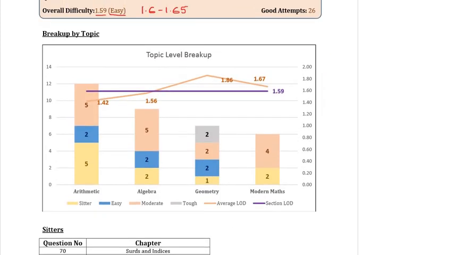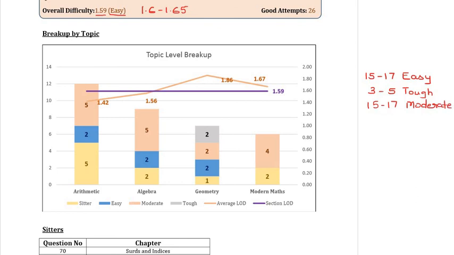Before we go into this topic level breakup here, first let's just consider the actual breakup of easy, medium, tough questions in Quant, which is more or less well defined. In the actual exam, there are anywhere between 15 to 17 easy questions, 3 to 5 tough questions, and the remaining 15 to 17 again can be classified as moderate questions.